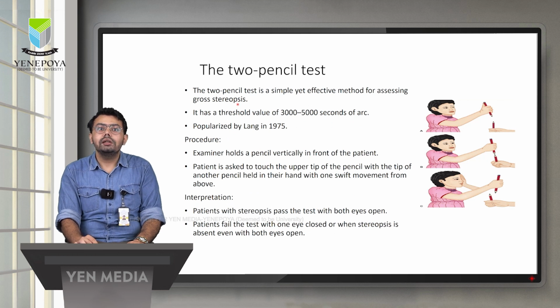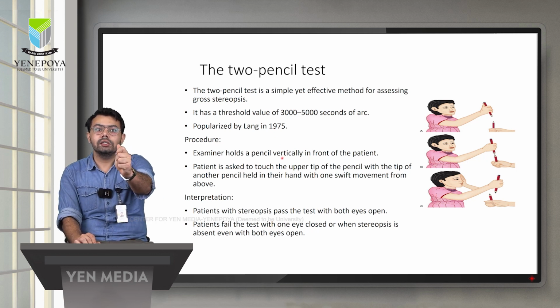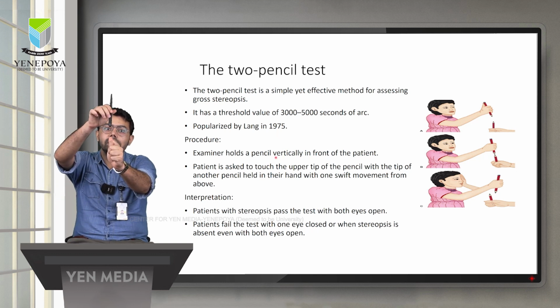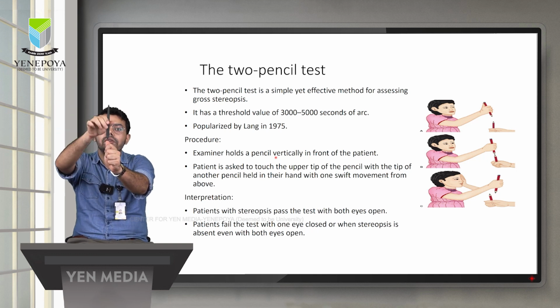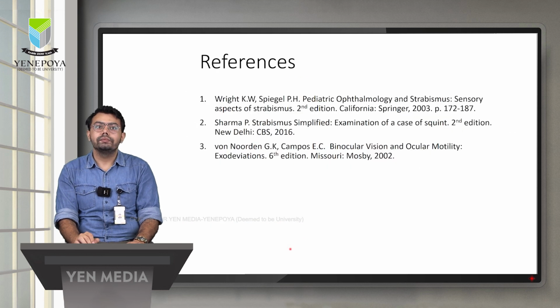The two pencil test. The two pencil test is simple yet effective for assessing gross stereopsis. It has a threshold value of 3500 seconds of arc. In this, the examiner holds a pencil vertically in front of the patient, and the patient is asked to touch the upper tip of the pencil with another pencil using their hand in one swift movement. There shouldn't be different movements; it should touch in one swift movement. The patient with stereopsis passes the test with both eyes open. The patient fails the test with one eye closed or when stereopsis is absent, even with both eyes open.